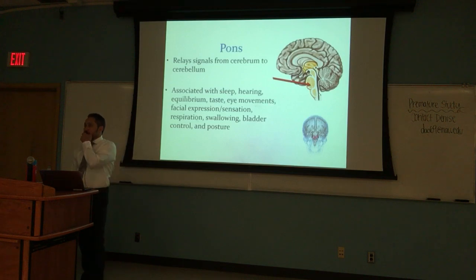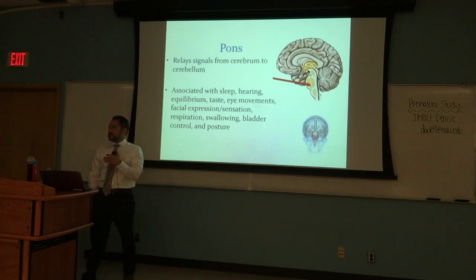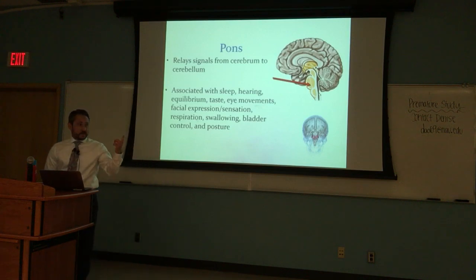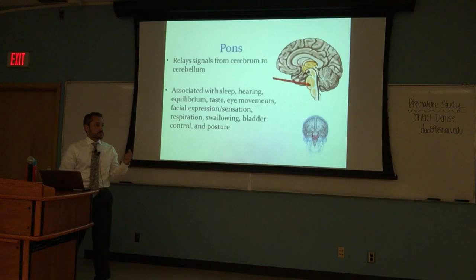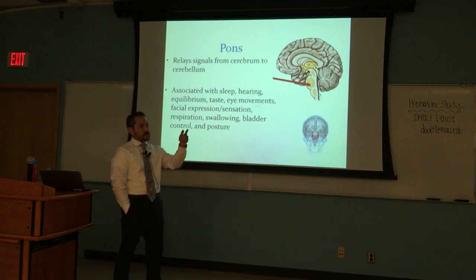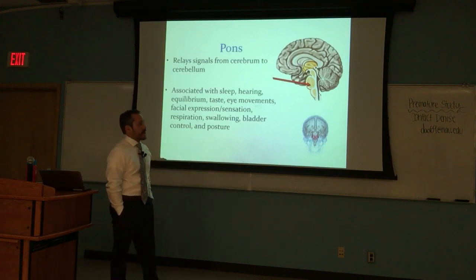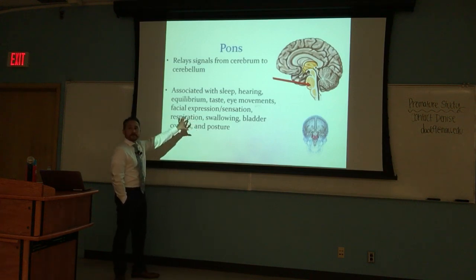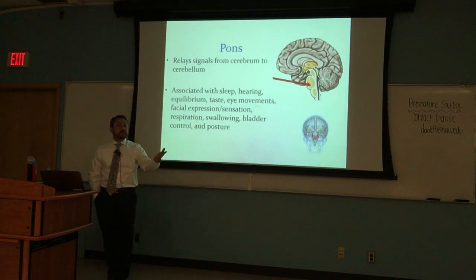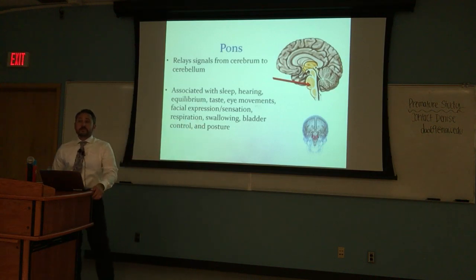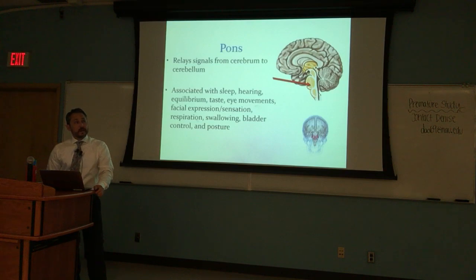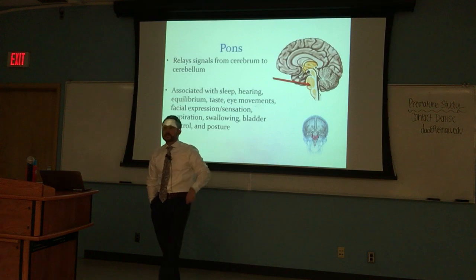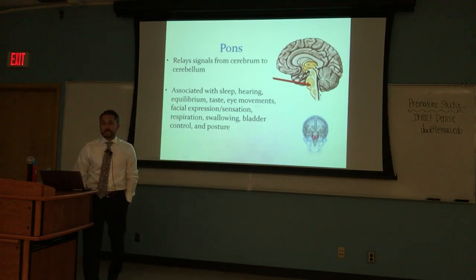So the pons, this is relaying information from the cerebrum to the cerebellum, and it's associated with sleep, hearing, equilibrium, taste, eye movements, facial expressions, sensation, respiration, swallowing, bladder control, and posture. So a lesion, maybe it's an infarct, maybe it's a tumor, okay? Maybe it's traumatic injury at the level of the brainstem or the level of the pons, and that whole list of things would be impacted, okay?